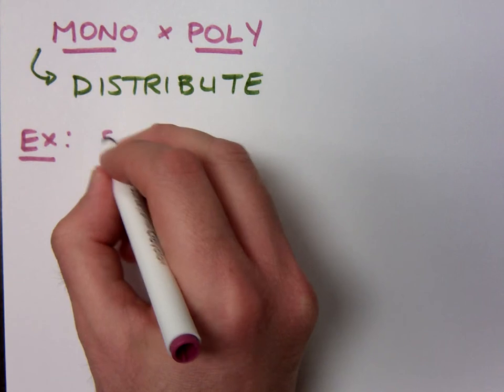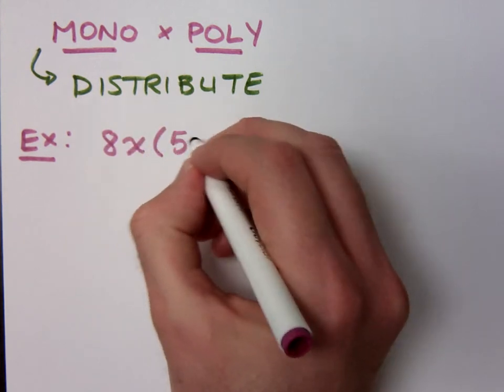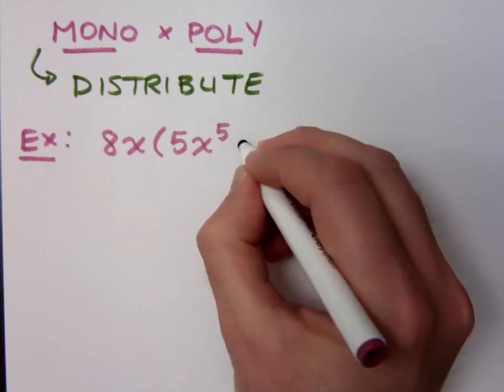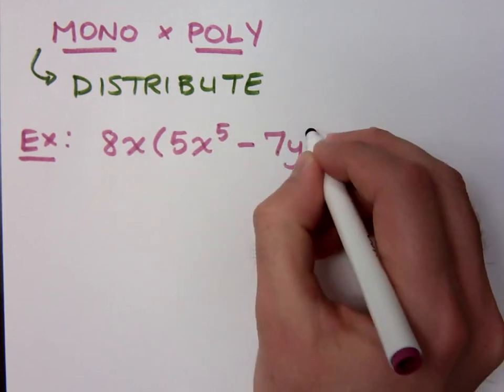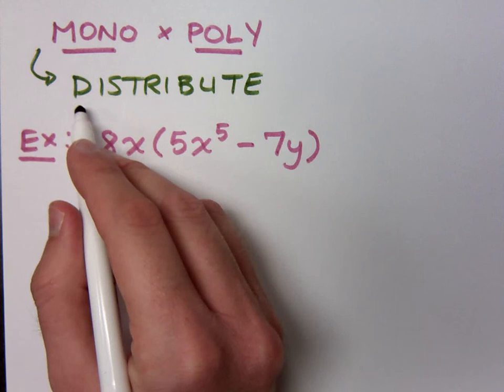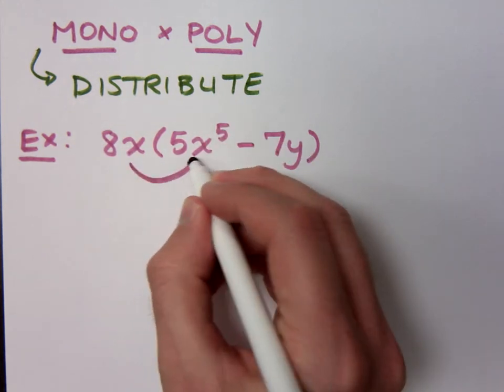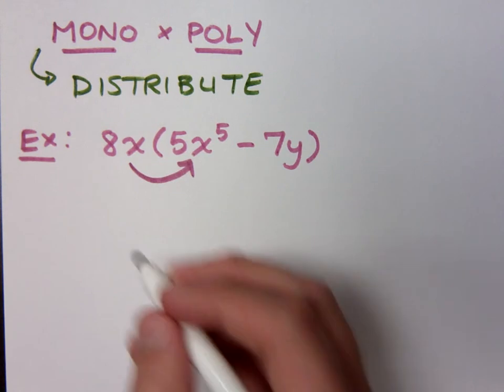For example, if I have 8x times 5x to the fifth minus 7y. This isn't new to us. So what do I do? That's all I did right there. Distribute. What do you get there when you multiply?